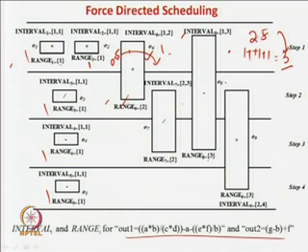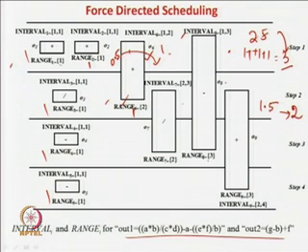Initially the probability here is 1 plus 0.5, so it is 1.5. Now if I schedule this multiplier from time step 1 to step 2, it will be 1 plus 1 over here, so it will be equal to 2. And there is no other multiplier over here, so this stops my computation for the multiplier.